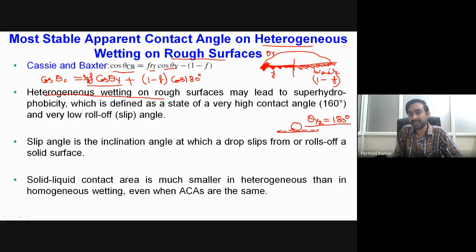Heterogeneous wetting, as I have already told you, is when we have air in between our roughness grooves, so we do not have perfect contact between the liquid and the solid surface. Majority of the time it has been observed that heterogeneous wetting on a rough surface may lead to a situation of superhydrophobicity. Superhydrophobicity represents a very high contact angle, when the contact angle is more than 160 degrees.